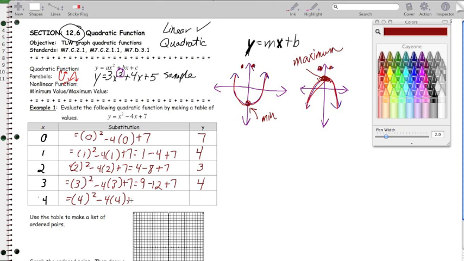4 times 4 plus 7, I get 16 minus 16 plus 7, I get 7 again. Notice there's some symmetry, like I said. And there should be. That's a good thing.